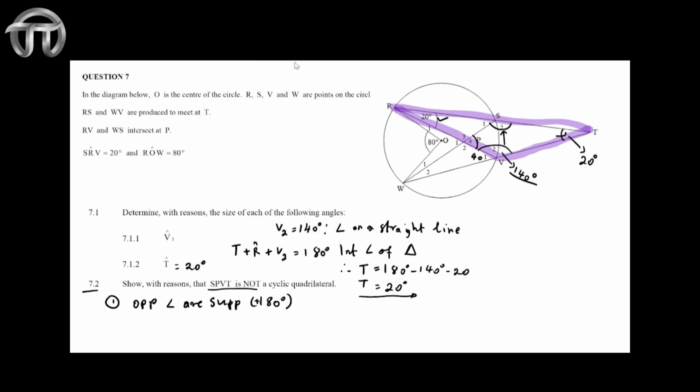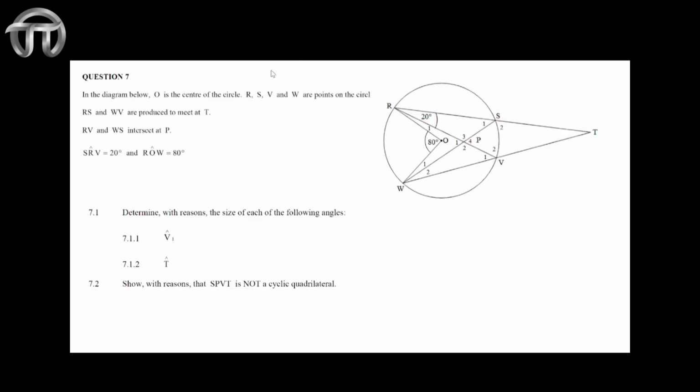Let me highlight this SPVT for you so that you can clearly see it. You see SPVT. This is the shape we are referring to. And let me write the information that we have established. We have established that V2 here is 140 degrees. This one here is 40 degrees. We have established that those are angles on a straight line.